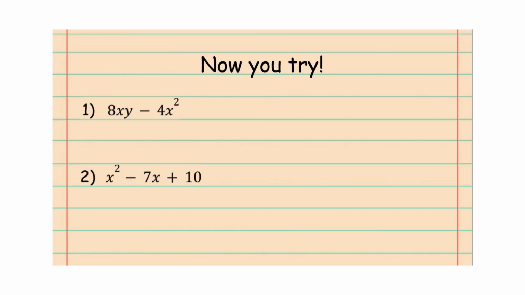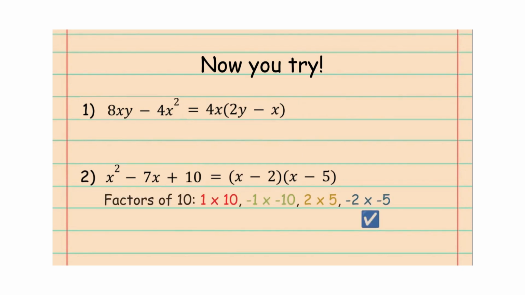Okay, I'll assume we're ready to continue. The correct answer for number 1 is 4x times quantity 2y minus x. And the answer for the second is x minus 2 times x minus 5. If the second problem was a struggle for you, consider these factors of 10 and the fact that negative 2 and negative 5 work just fine.